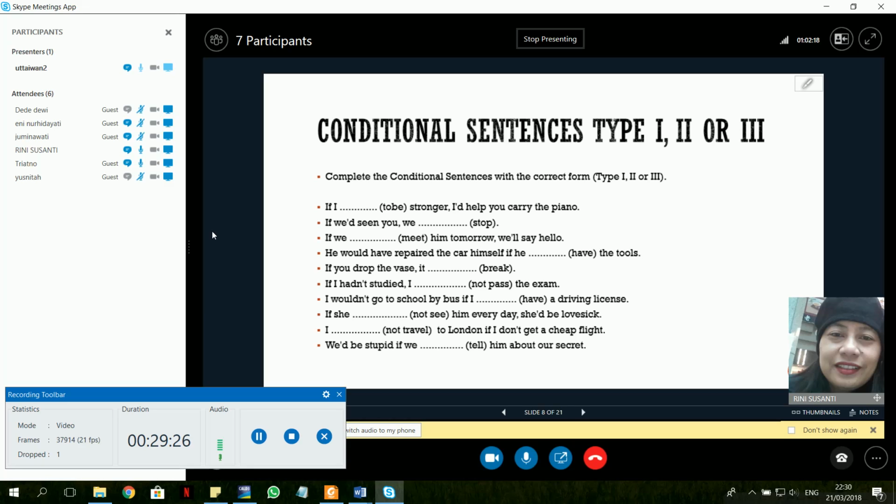Okay, actually it is close to correct. Had plus past participle. The past participle form of have is had. It should be, yeah, correct, he had the tools. The first had is for the participle, and the second had is for the verb. Next, number 5.